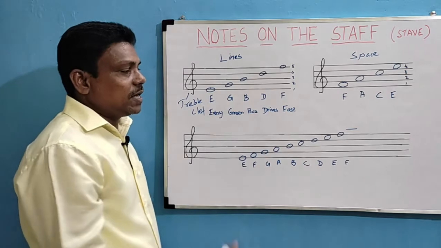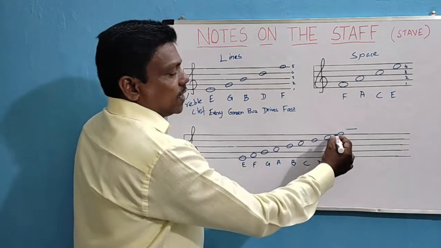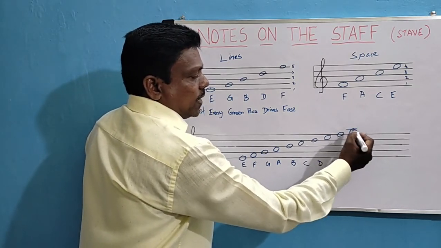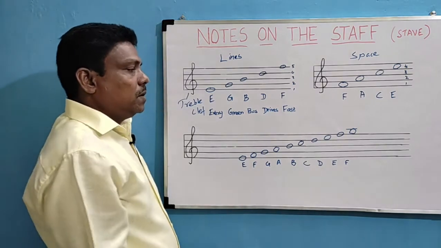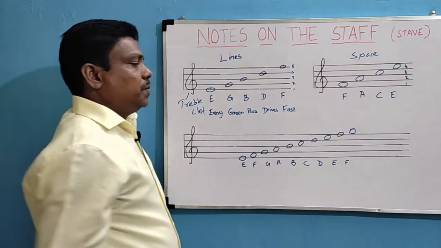Assume that this is the sixth line. So where will you write the musical note G? F is on the line, which means G should come on the space. G comes on the space. Okay, now I will erase this. G is on the space.